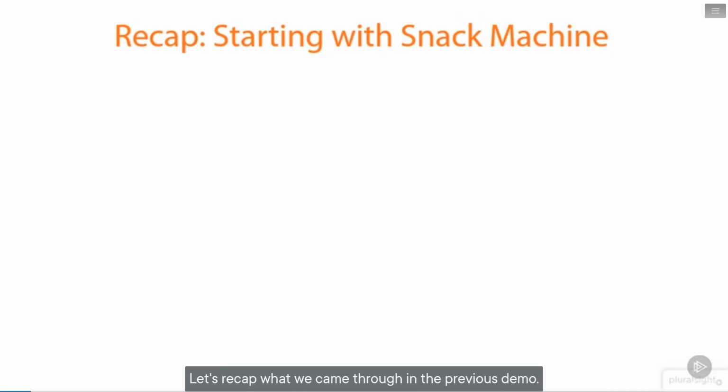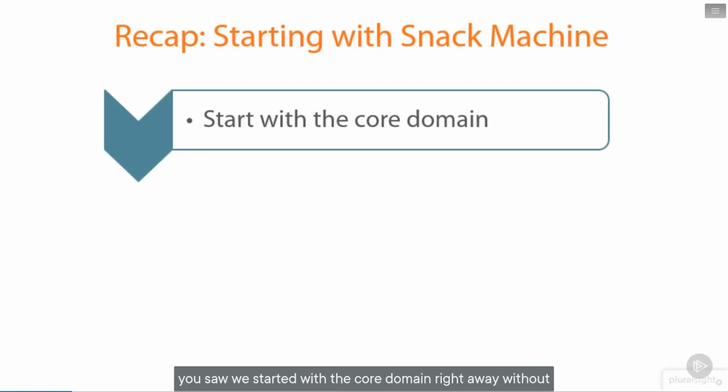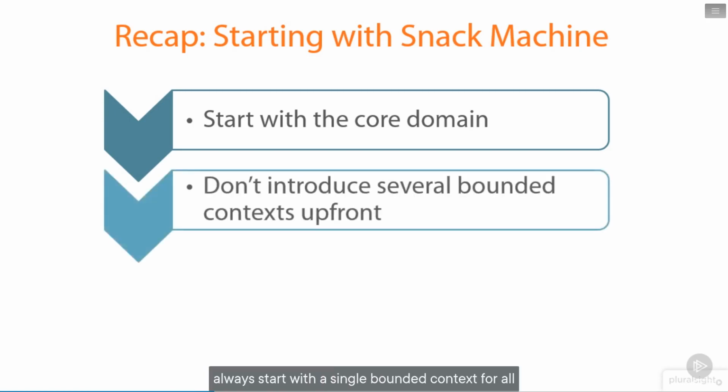Let's recap what we came through in the previous demo. First of all, you saw we started with the core domain right away, without modeling the UI or the database first. It's a good idea to always do this. You should always begin the project by experimenting with your domain model, as it's the most important part of your application. Secondly, always start with a single bounded context for all business logic in your application. Don't try to divide it into several pieces upfront.